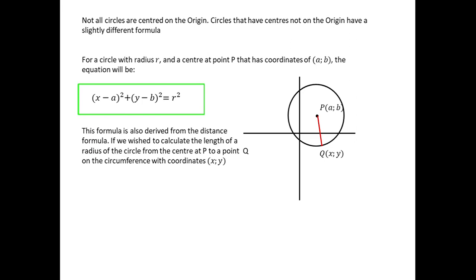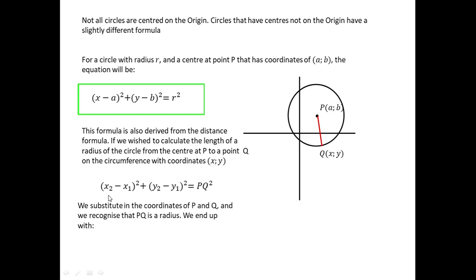Now, the formula here is also derived from the distance formula, because if we wanted to work out the distance from the center to a point on the circumference, such as this point here, we would use the distance formula. We would substitute in our coordinates from the point on the circumference and the point at the center. However, we end up with this, because our x-coordinate at Q is x, our x-coordinate at the center is a, our y-coordinate at Q is y, and our y-coordinate at the center is b. So that is where the formula for the circle whose center is not at the origin comes from.